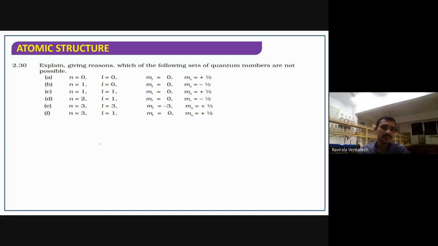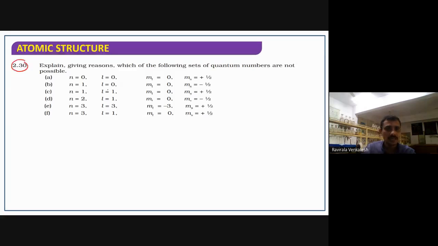Now here, this is also a very important problem. Explain giving reasons which of the following sets of quantum numbers are not possible. Which combination is not possible? I will write some rules here. First of all, already we discussed, the L value must be lesser than N. The L value must be lesser than N.